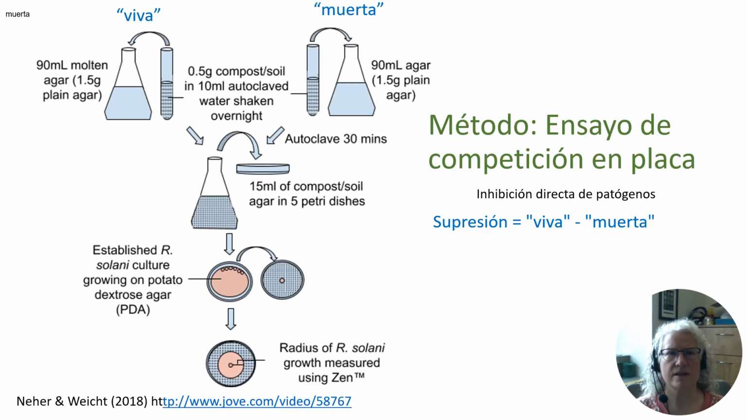Compost plate assays can be used to quantify how much of the indigenous microbes in compost directly inhibit the pathogen, and this can be completed within 2 to 3 days. For each sample, we pour a compost slurry into a pair of flasks containing molten agar. One flask contains living microbes and the other is autoclaved to kill the microbes. Each of these is then poured into petri dishes that solidify and a plug of the pathogen is added.